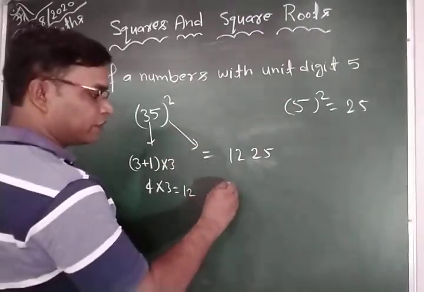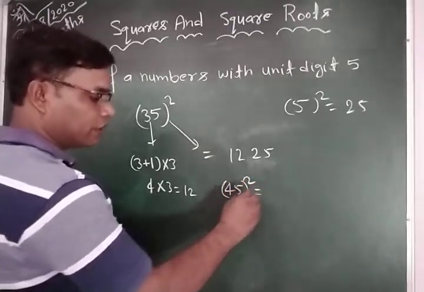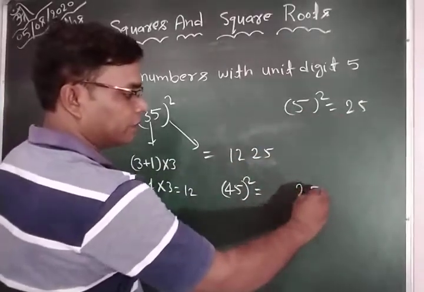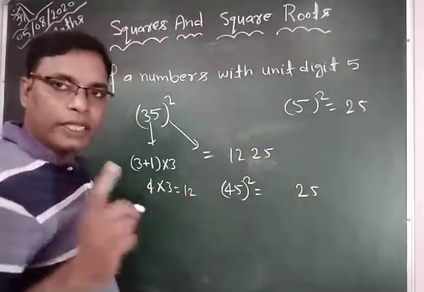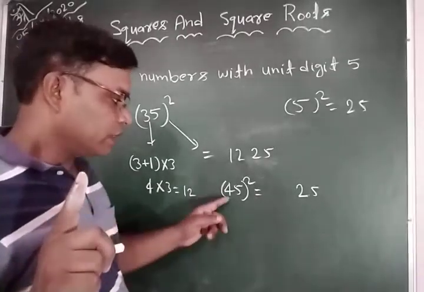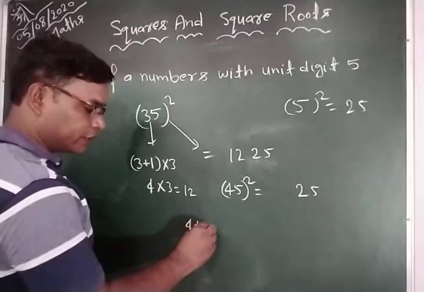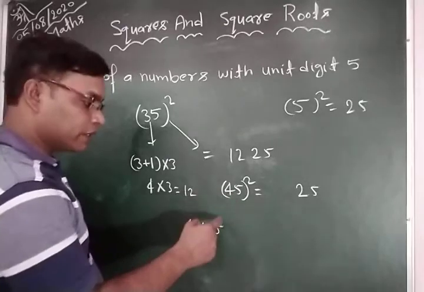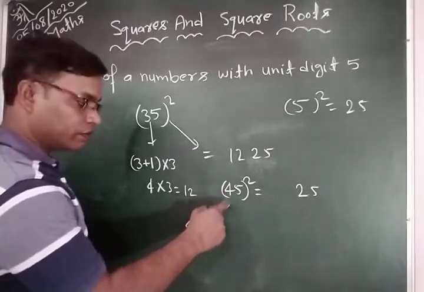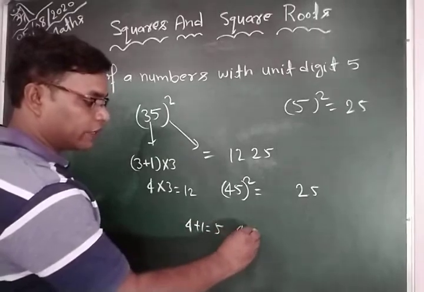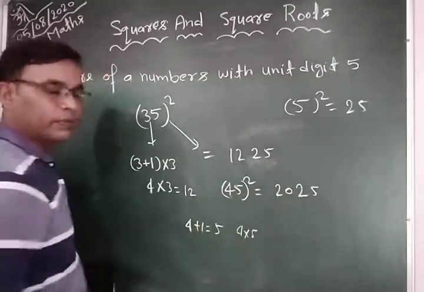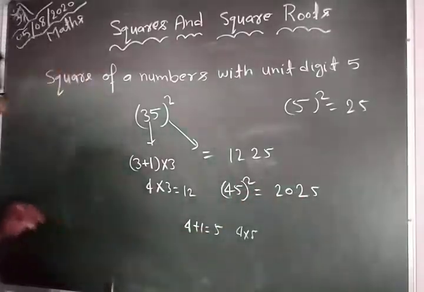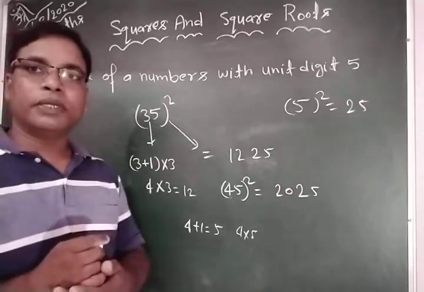Let's see more examples. For example, 45. We need to find the square of 45. First, the square of 5 is 25, so we write 25 here. After this is 4, so we add 1 to 4, which is 5. After this, 5 multiplied by 4 is equal to 20. So the square of 45 is equal to 2025.